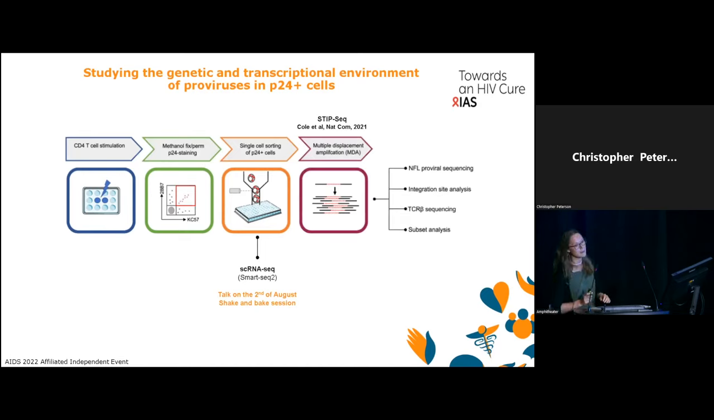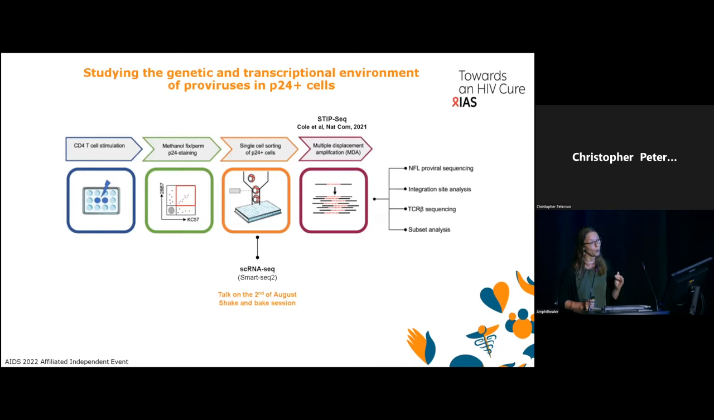But today I will be mentioning the STIP-seq assay, which is a relatively new assay that we actually published in Nature Communications in 2021. So how does it work? Once you have your P24 positive cells that are single cell sorted in each well, you will perform a multiple displacement amplification step, which means that you will amplify the genome in every cell.